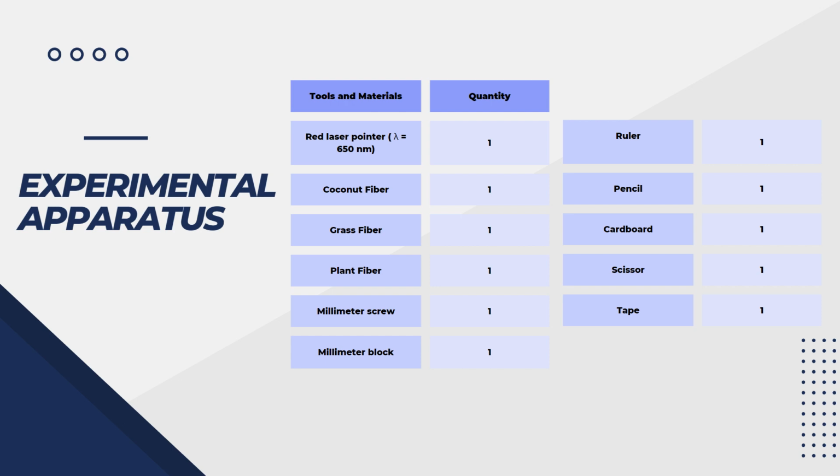Okay, so next is the experimental apparatus. There are quite a few. First is the red laser pointer; for our experiment, we use 650 nanometer. Next are the three fibers: coconut, grass, and plant. Then the millimeter screw for our optical measurement. Next are the millimeter block for the screen, ruler, pencil, cardboard, scissors, and tape.